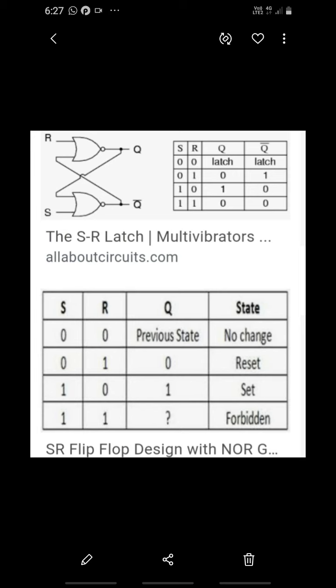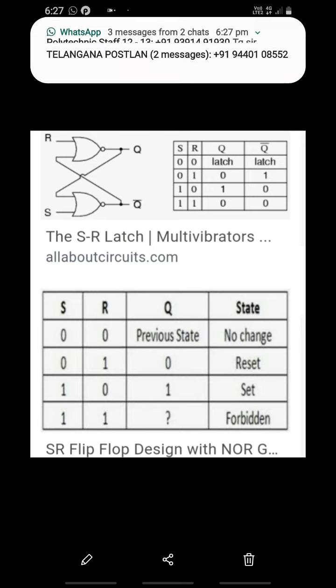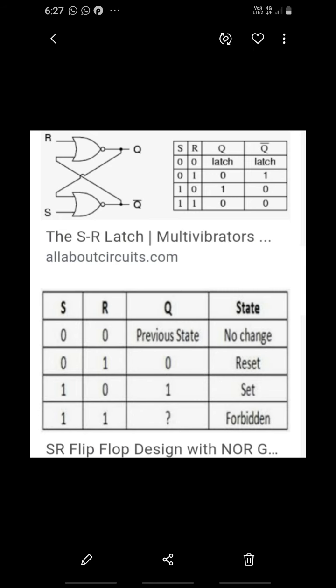And here 1, 0 1 means 0, q bar. And next I am applying 0, and this 0 0 0 is 1. So here I am assigning, before that applying the 0 0 input, q is 1, so q is 1 and q bar automatically 0, so the state is no change.